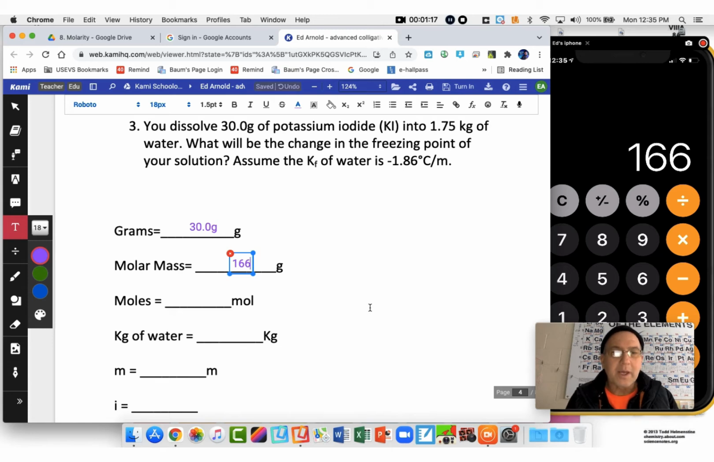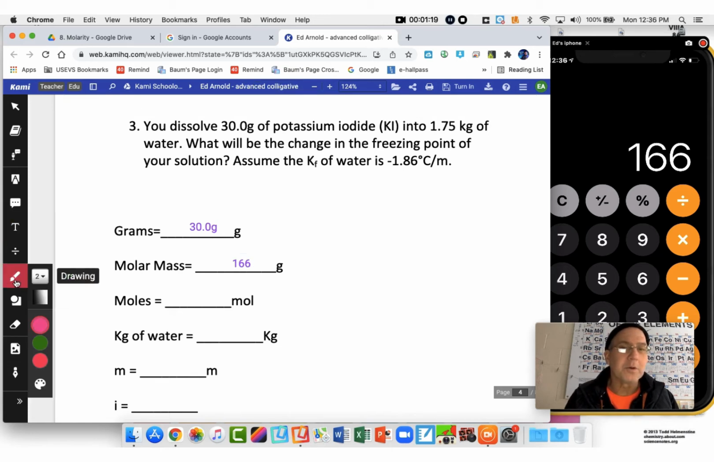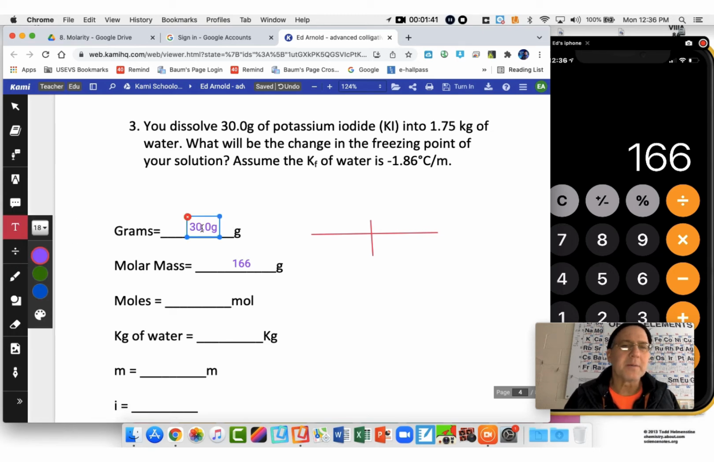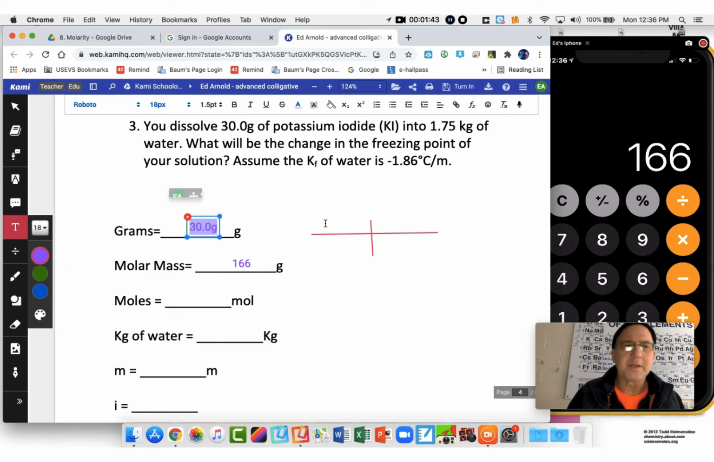Now we're going to find the number of moles. We're going to do a quick factor label, right? Oops, let's go to straight line to make that a little prettier. So let's go straight line here. Shapes, straight line. And so if I go grams to moles, I'm just going to copy and paste here. So go back to your text box, copy.